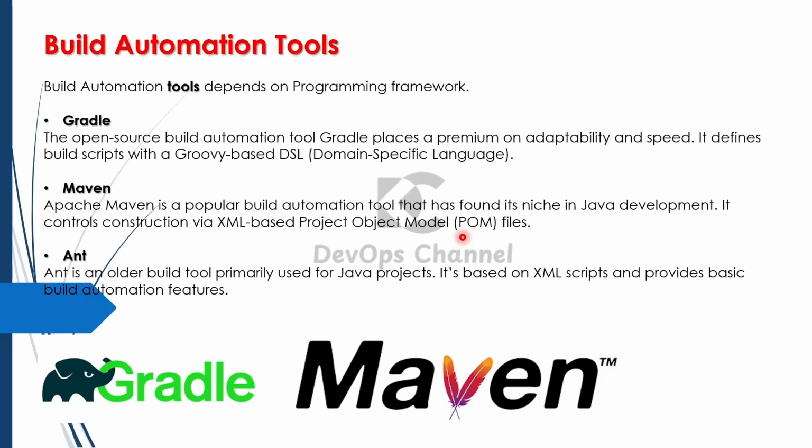Next one is Ant. It is old, but it was also popular for Java projects. Ant is a build tool primarily used for Java projects. It is based on XML scripts and provides basic build automation features. I am hoping you are clear with these three most common build automation tools. Now I'm hoping you are clear with build automation. Let's meet in the next section with a new keyword used in DevOps. Till then, take care.